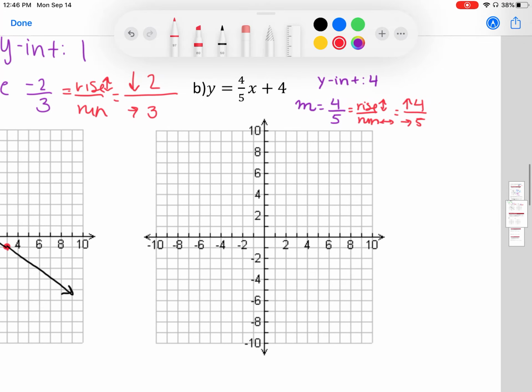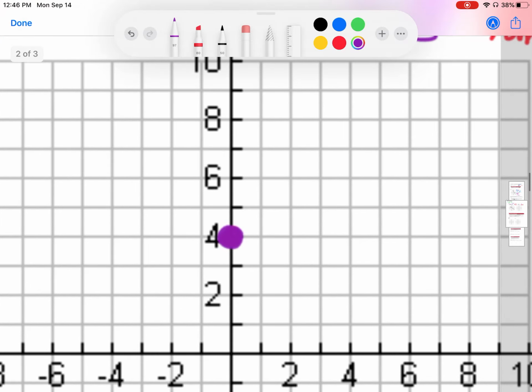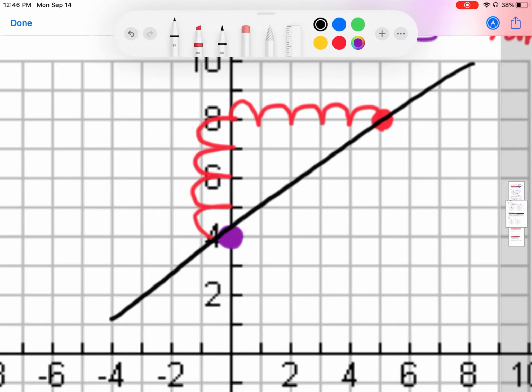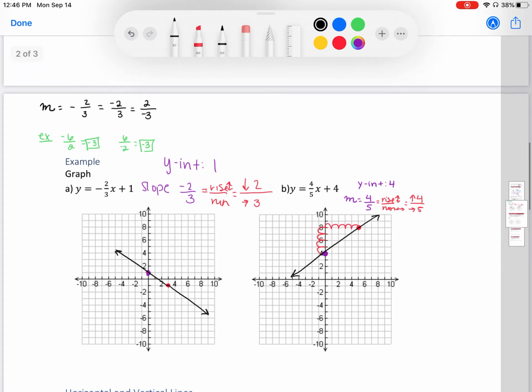All right, so let's first plot our y-intercept. My y-intercept is positive 4, and then I'm going to go up 4, right 5. 1, 2, 3, 4, and then to the right 5. 1, 2, 3, 4, 5. I connect my points to create my line. And this is how we graph using your y-intercept and your slope.